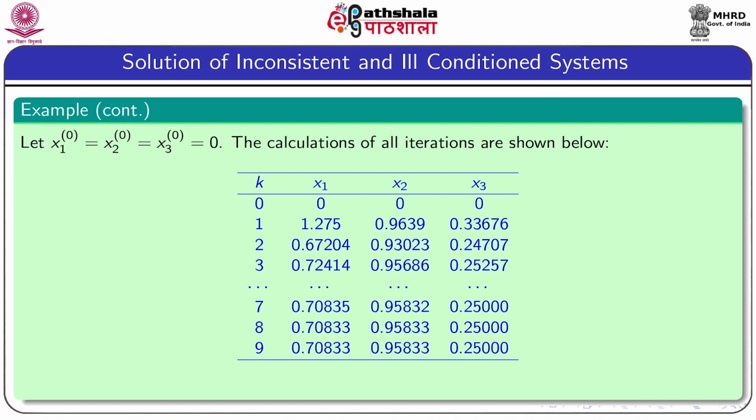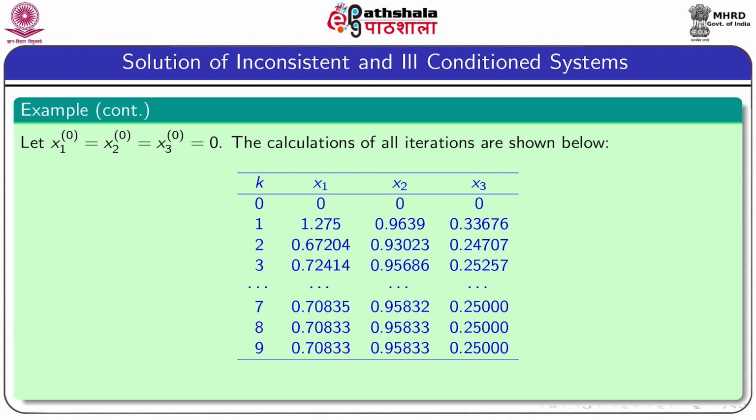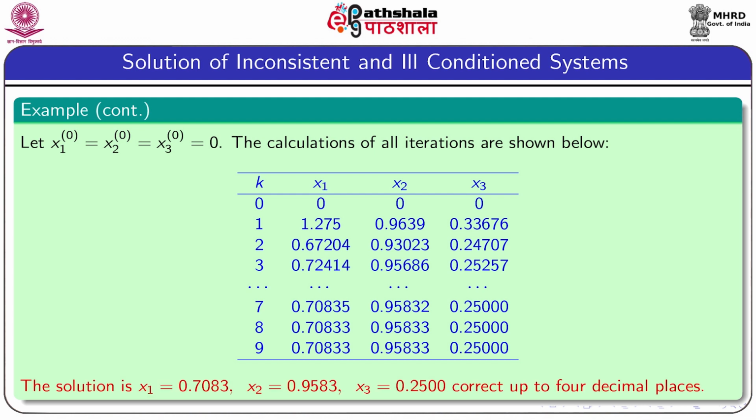Let x1^0, x2^0, x3^0 equal to 0 be the initial solution of the iteration scheme, and all other calculations are shown in the following table. Note that the rows number 8 and 9 are the same. That means we terminate the repetition process at the 9th iteration, and the solution of the given system of equations is x1 equal to 0.7083, x2 equal to 0.9583 and x3 equal to 0.250, correct up to 4 decimal places.